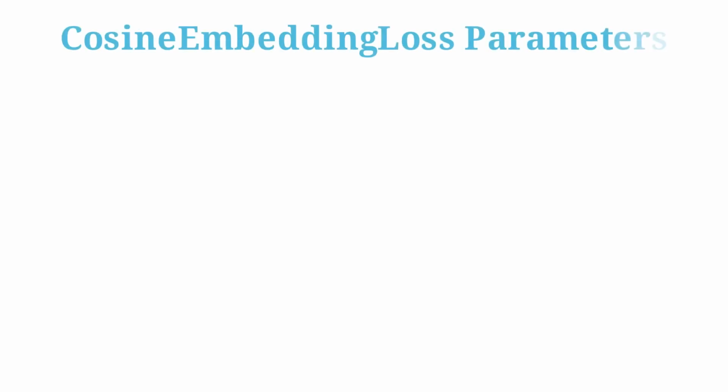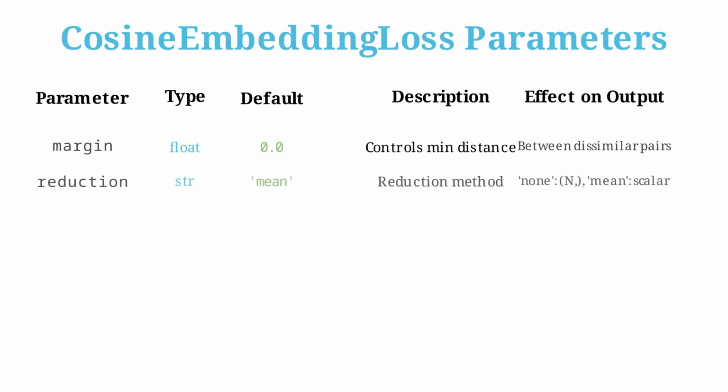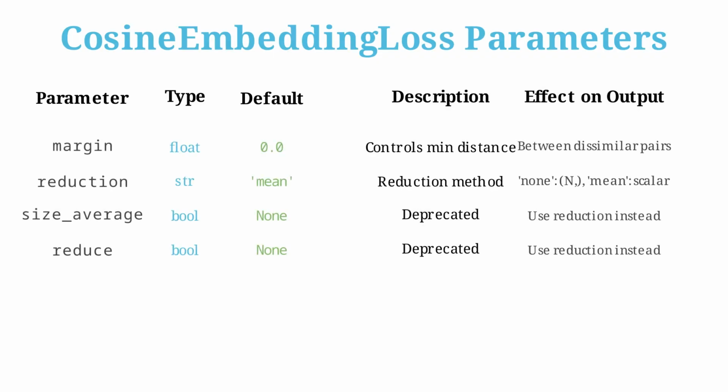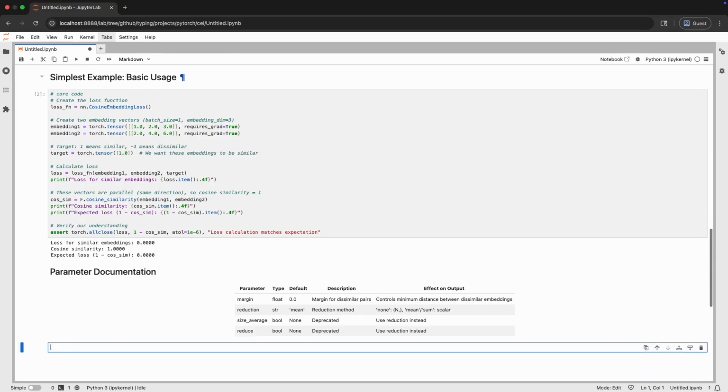Now let's look at the parameter documentation table. This shows all the parameters you can configure for cosine embedding loss. The margin parameter, which defaults to 0, controls the minimum distance between dissimilar embeddings. The reduction parameter determines whether we get individual losses per sample or a reduced scalar value. Let's explore how the margin parameter affects our loss calculation.